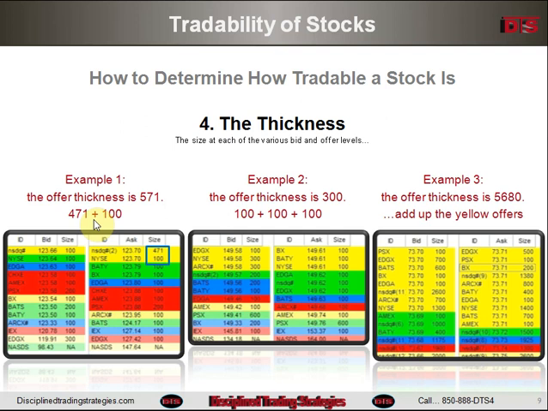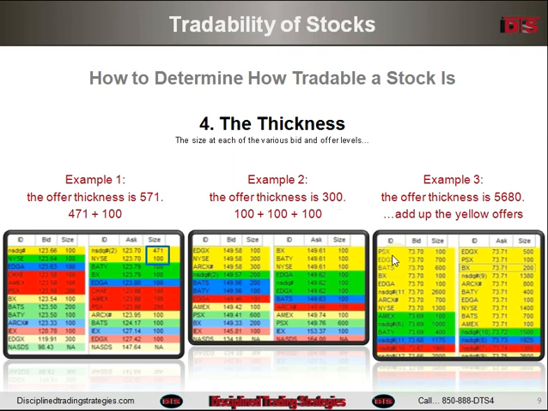Number 4, the thickness. This is the size at each of the various bid and offer levels. Here we're looking at the volume of the shares that are available on the inside bid or the inside offer. Example number 1, the offer thickness is 571. That's 471 plus 100 in the yellow. In the second example, there's 100, 100, 100. It's a total of 300 thickness on the inside offer of example number 2. And at number 3, you'd have to add all these up. It comes up to 5680 that's available on the inside offer.